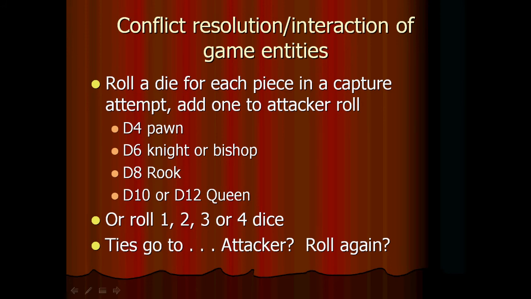What would happen with ties? Well, if ties go to the attacker, maybe you'd only add 1 and not 2 to the attacker's roll. If ties are re-rolls, maybe you'd want to add 2 to the attacker. You'd have to try it out. If you only have 6-sided dice, you could have the pawn roll 1 die, the knights and bishops 2 dice, and so on. That gives you different odds as to what happens. And you can calculate those odds.